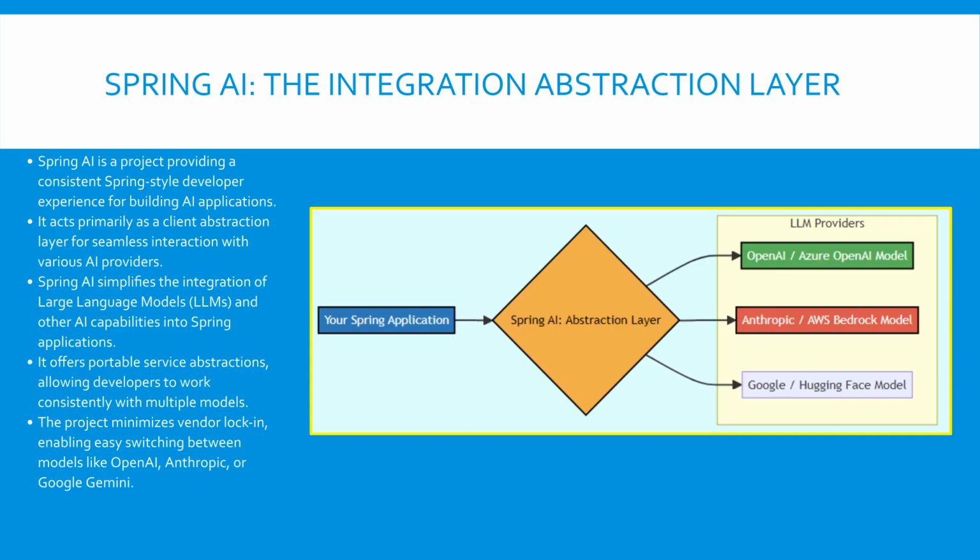Instead of writing custom code for OpenAI's specific API, and then different custom code for Google's API, your application simply talks to Spring AI. Spring AI then translates that request into the format required by the specific large language model, or LLM, provider you have selected, such as OpenAI, Anthropic, or Google. This setup achieves the goal of portability. If you want to swap from using OpenAI to using Anthropic, you only change the configuration within the Spring AI layer, and your main application code remains unchanged.